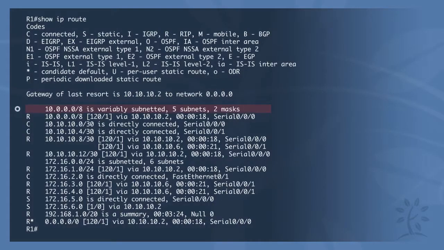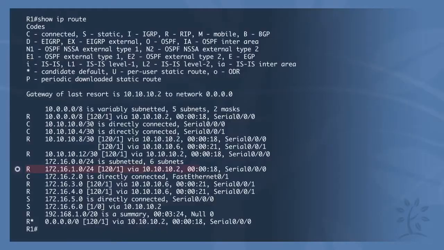Parent routes. Parent routes are created automatically when you subnet. An example of this would be the 10.0.0.0/8 network. Child routes. Child routes are routes with a mask that is greater than the default classful mask, or in other words, a subnet. An example of this would be the 172.16.1.0/24. Since this is a Class B address, the subnet mask is greater than the default mask, which is /16.